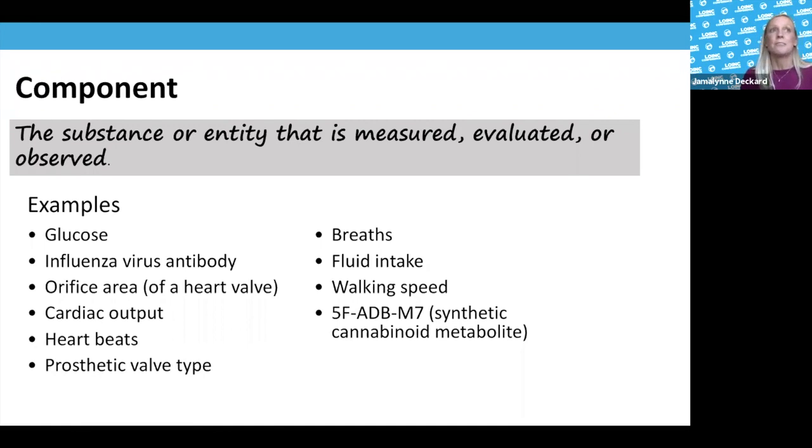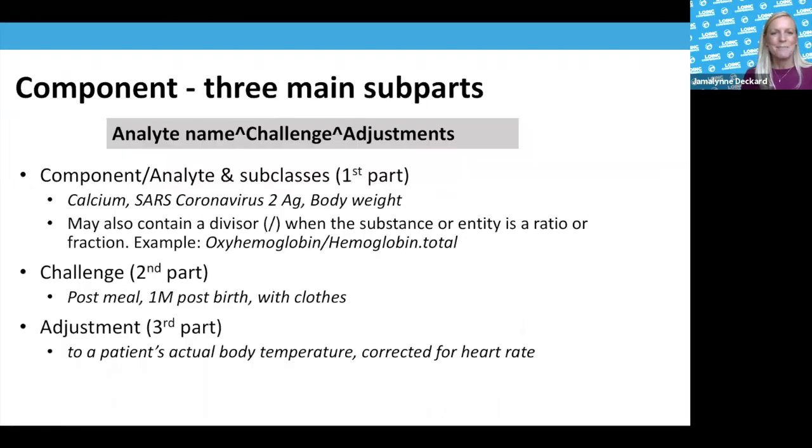And we have thousands and thousands of components in LOINC, as you can imagine. So the component is actually divided into three main subparts. So the first part is that analyte or component. And then the second part after the first caret or hat is the challenge. And then we have the adjustments after that.